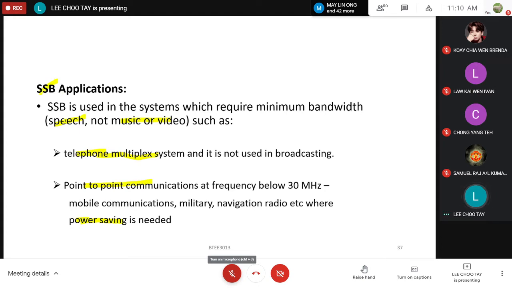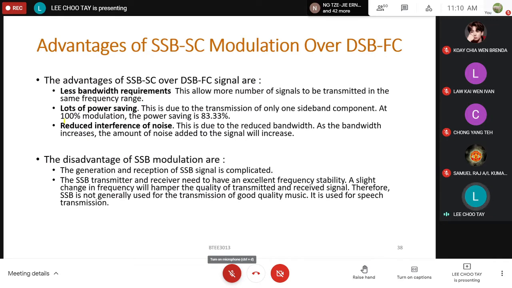Okay, so this slide shows you some of the advantages of single sideband suppressed carrier modulation over double sideband full carrier modulation. If you recall how we came from double sideband full carrier to single sideband suppressed carrier, one of them is the bandwidth. By transmitting only one sideband, we save half of the bandwidth without jeopardizing the signal that we transmit, because both sidebands are transmitting the same signal anyway.